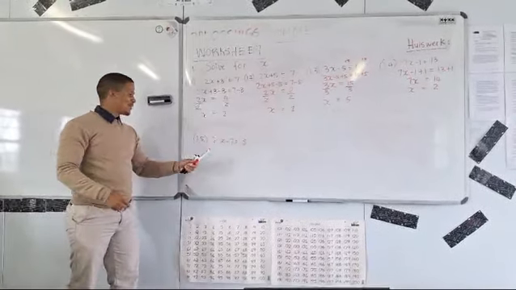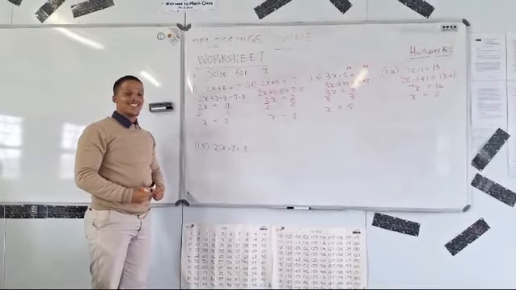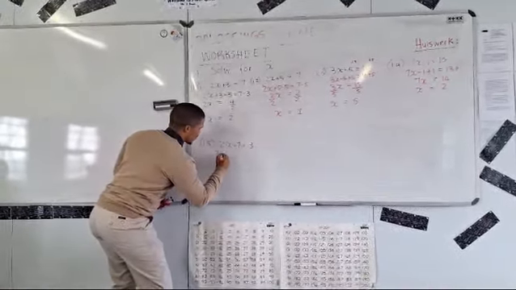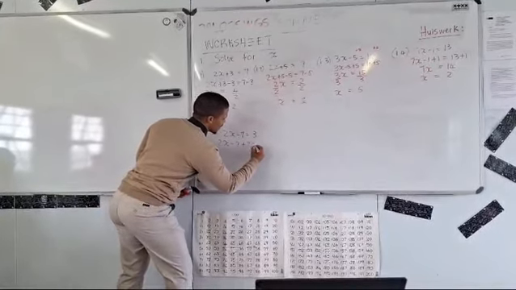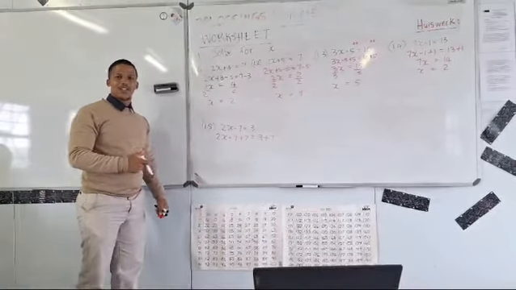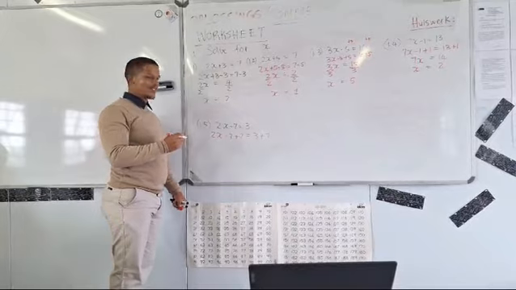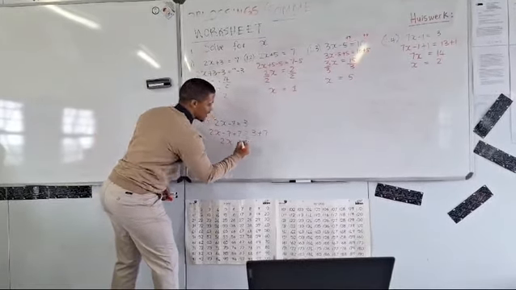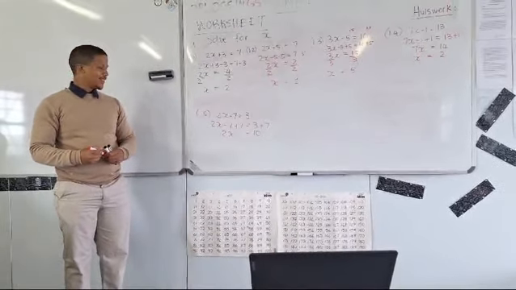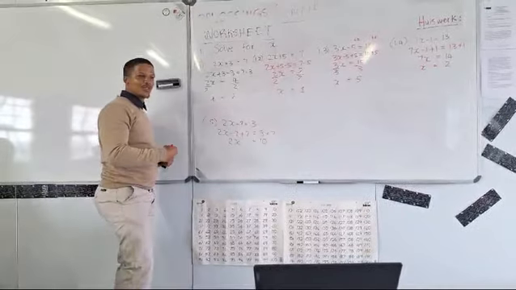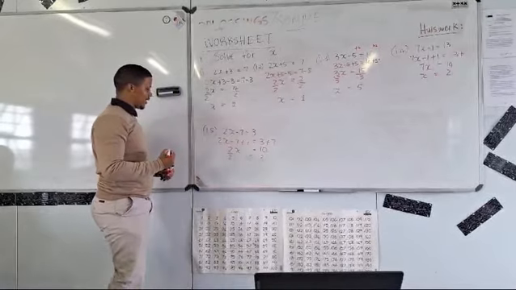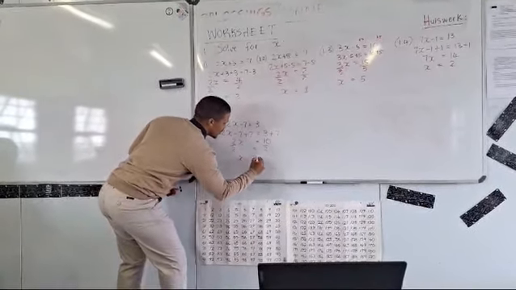Can anybody say what we are supposed to do now? Firstly, isolate by doing what? Plus 7. Plus 7 on both sides. 2x minus 7 plus 7 is equal to 3 plus 7. Simplify the left hand side. What's going to be left? 2x equals 10. Divide by 2, which is the coefficient of the x. Divide by 2 is equal to divide by 2. Okay? So x is then equal to 5.